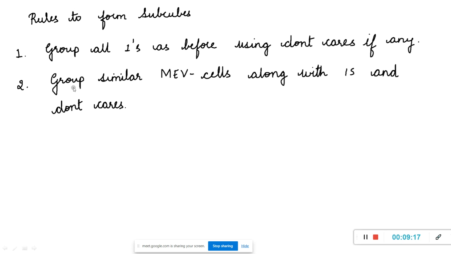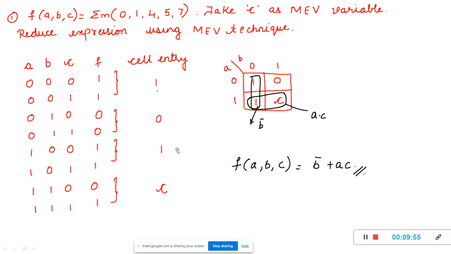Next one is important, rule number 2: group similar MEV cells. For example, if the two cells are having D D, you can group the D D. Okay, same variables can be grouped and they can also be grouped with ones. Okay, so here this is a one cell. It can also be grouped with the ones and don't cares. Okay, so these are the two rules to be followed whenever you are trying to form the subcubes.